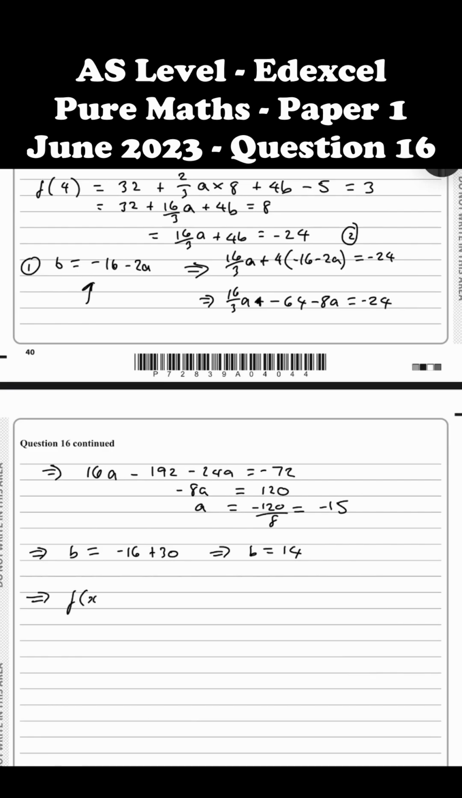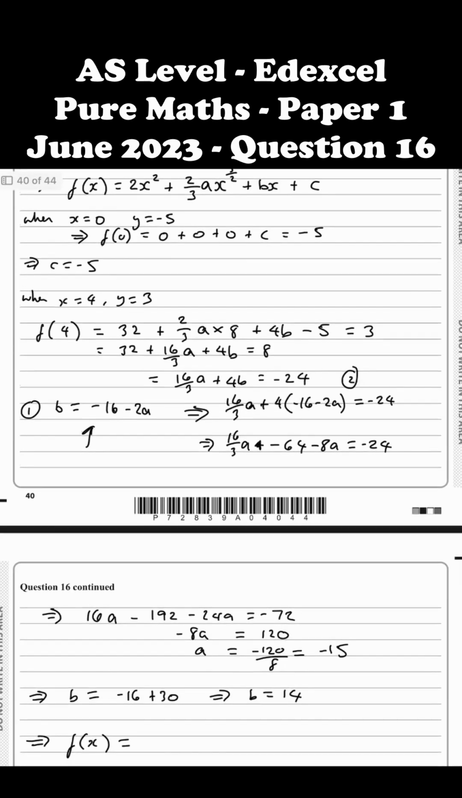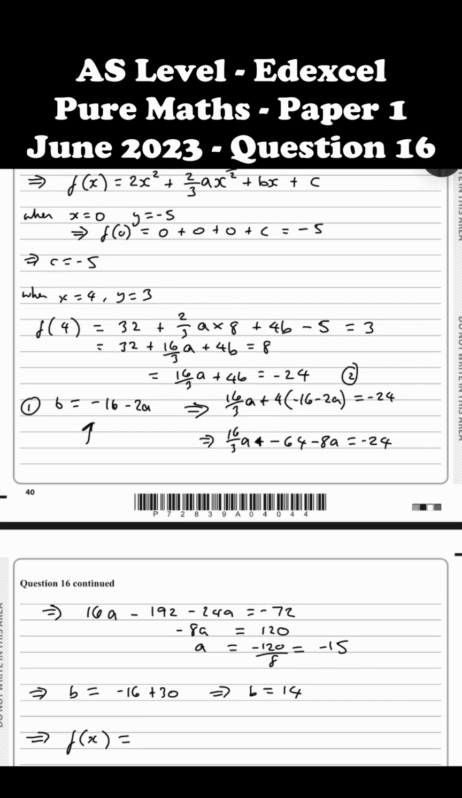Therefore, f of x equals, I'll just scroll up a little bit, f of x equals 2x squared plus 2/3 of minus 15, which is going to be 10, but it's a minus, so we're going to have minus 10x to the 3 over 2 plus 14x minus 5, and that is our final answer.